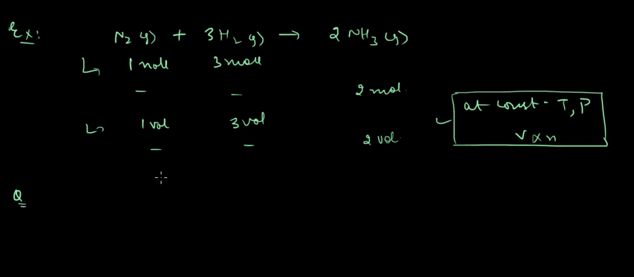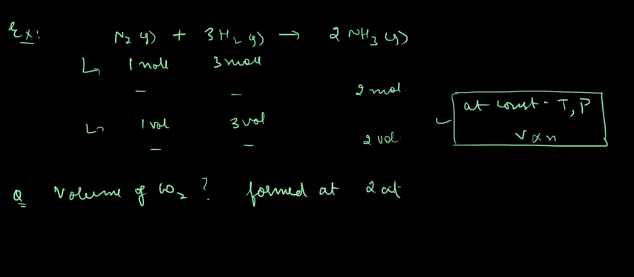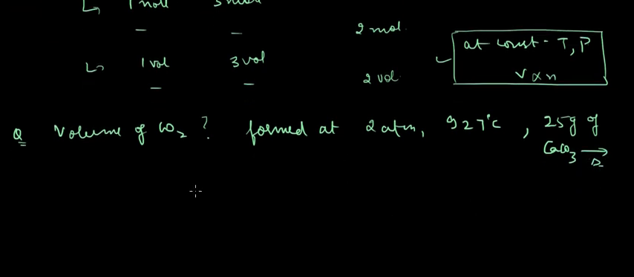We have seen this law in the law of chemical combinations. Next, the question is: you have to calculate the volume of CO2 formed at 2 atm pressure and 927 degree Celsius when 25 grams of CaCO3 is decomposed. By decomposition we mean CaCO3 is heated to result in CaO plus CO2. So we have to calculate the volume of CO2 released.